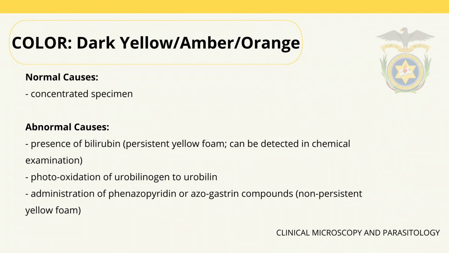Next, let us proceed to the dark yellow, amber, or orange urine. For normal causes, this can be caused by concentrated specimens, and for abnormal causes, this can be because of the presence of bilirubin, which is evident with persistent yellow foam, and this can be detected in chemical examination. This can also be because of the photooxidation of urobilinogen to urobilin, and because of the administration of phenazopyridine or azogantrisin compounds, which do not have persistent yellow foam.